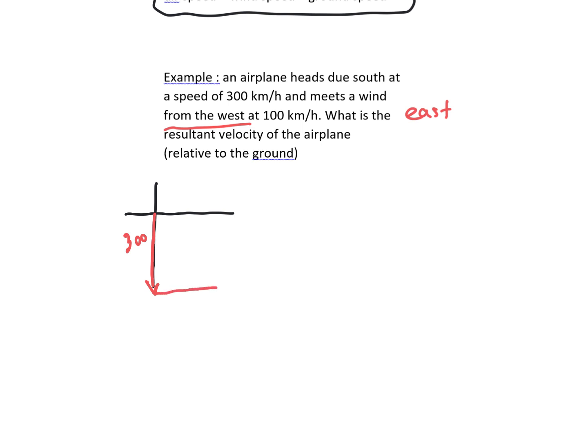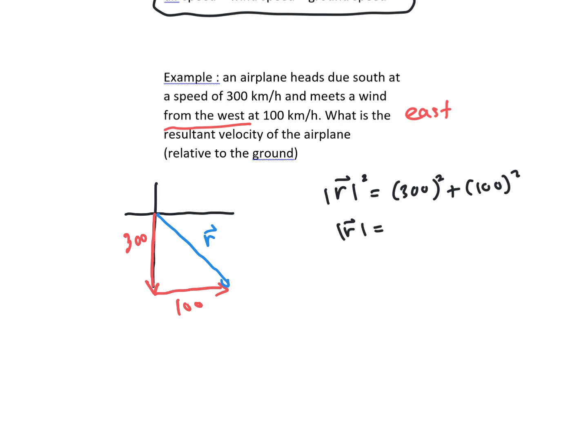So we'll do this tip to tail. Here's the wind, that's 100. So we've created a right angle triangle, and our resultant or our ground speed would be going in this direction. Since we've created a right angle triangle, we can use Pythagorean theorem to determine the magnitude of the ground speed, which is the plane, 300, plus the wind, 100. If we do that calculation, we end up with a resultant speed of 316.2 kilometers per hour.